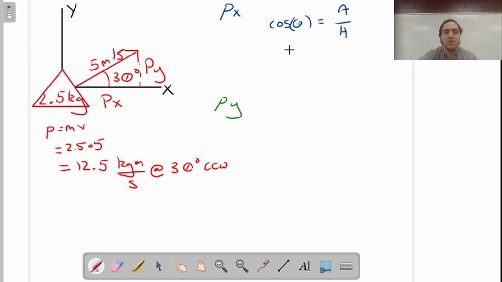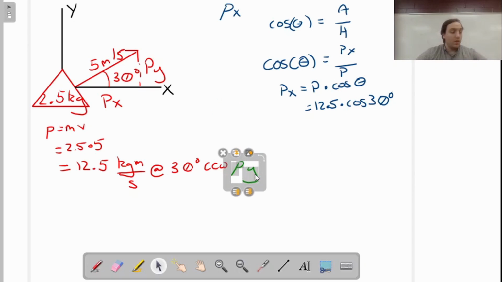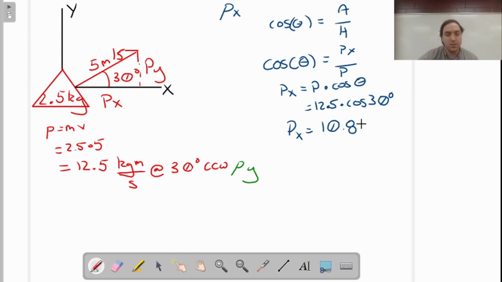Cosine of my angle equals adjacent over hypotenuse, or in this case, cosine of my angle equals px over p, which means that my px in this case is going to be p times cosine theta, or 12.5 times cosine of 30. Go ahead, grab my calculator, plug that in. I get a momentum in the x direction of 10.83 kilograms times meters per second.